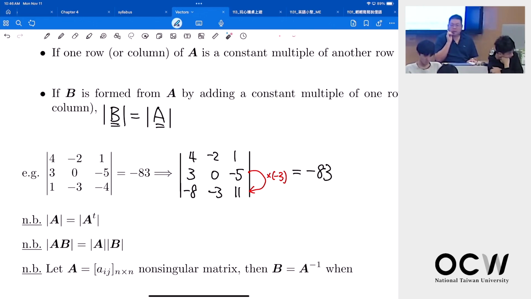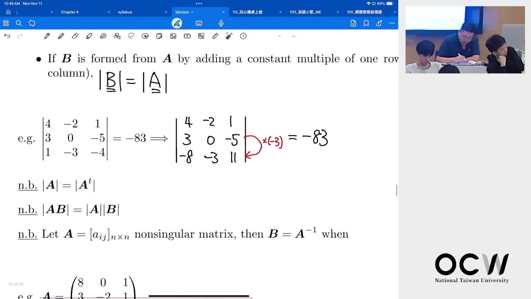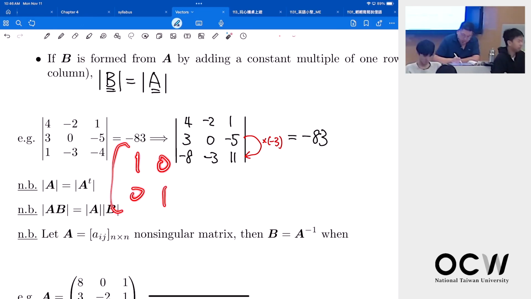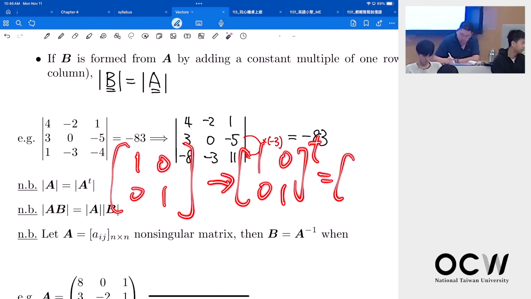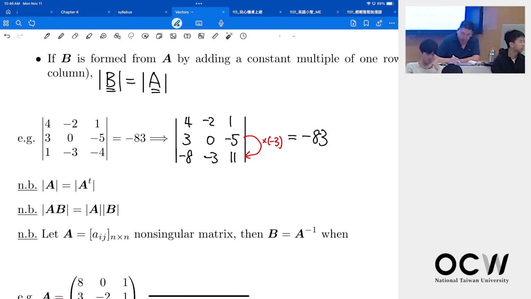Okay, any questions for this one so far? If I transpose the matrix, the determinant is the same. 1 0 0 1, then the transpose is still 1 0 0 1, and the determinant is the same. If I have a valid product for those two matrices, then I can find the determinant for each and then multiply them together.